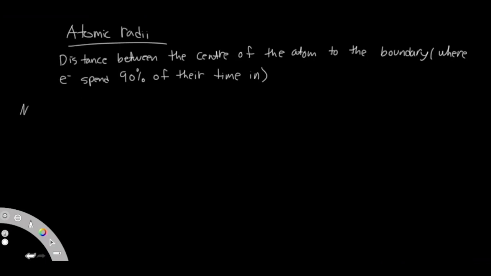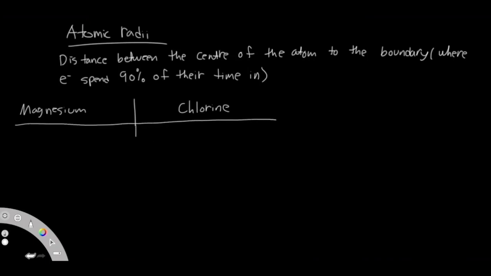Let's look at magnesium here, and let's look at chlorine. Magnesium has 12 protons, 12 neutrons. Again, 12 protons because its atomic number is 12. 12 neutrons because that is the difference between the atomic mass and the atomic number. Magnesium's atomic mass is 24.3, rounded down to 24. Subtracted by the atomic number of 12 gives you 12 neutrons.